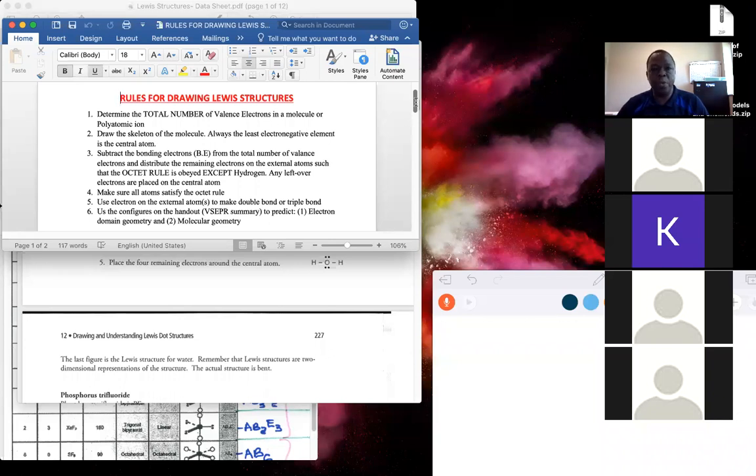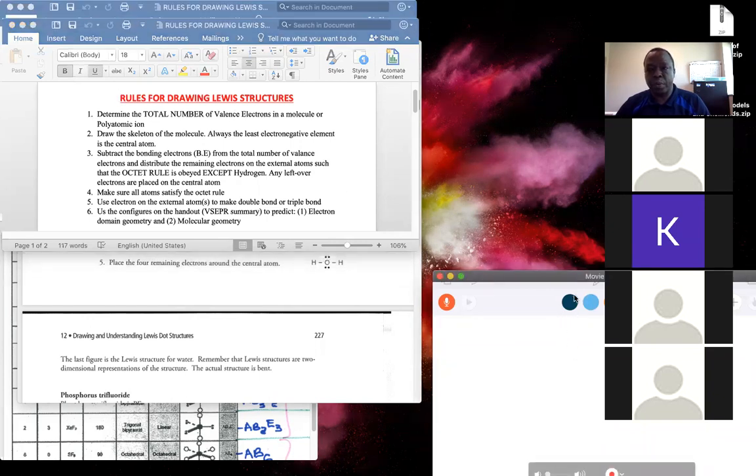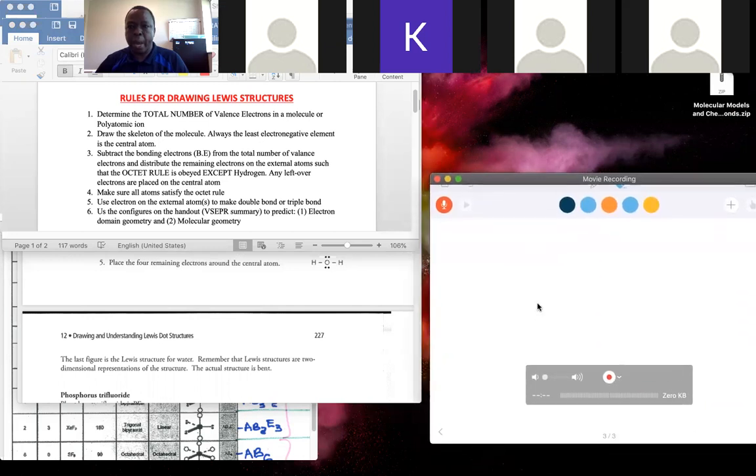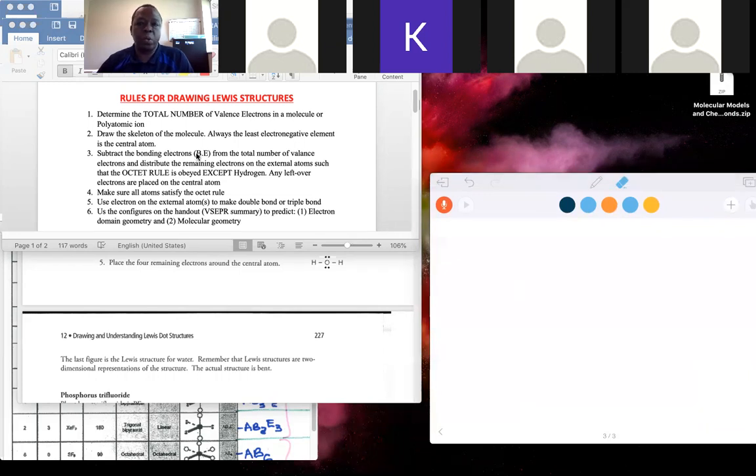Let's see, first of all, how do we use the rules here to determine the Lewis structure for H2O. If you look on the screen here, I do have my iPad here, and I'm going to use the rules to show you how to arrive at the Lewis structure for H2O. So for my H2O, this is the water molecule, H2O. How do we write the Lewis structure?